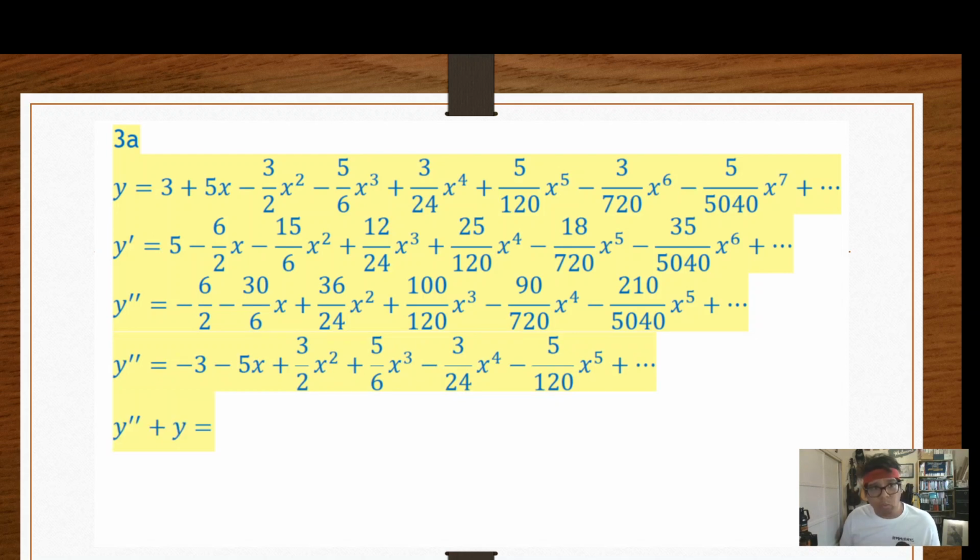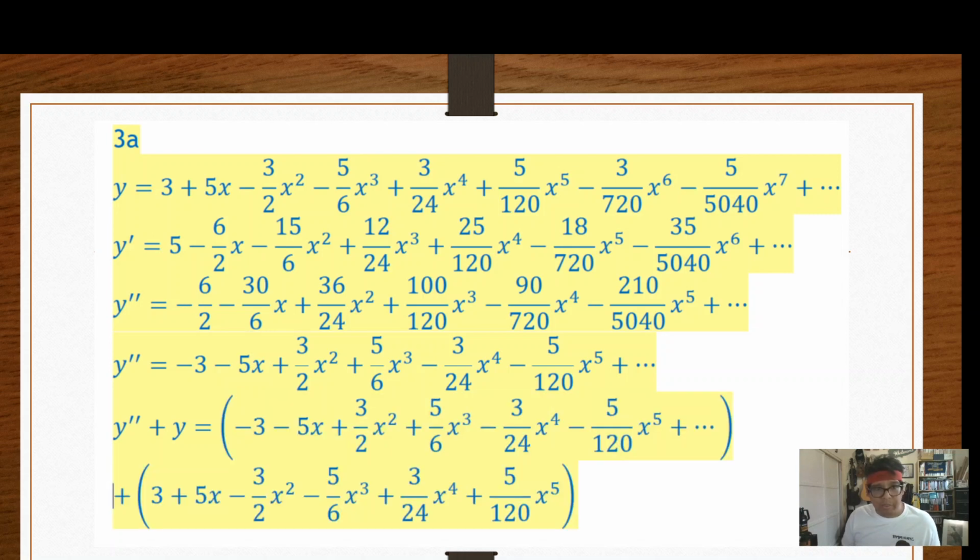After that, the question asks for y double prime plus y. So let's take our series for y and add it to the series for y double prime. And this is what you get. It's a very, very cumbersome expression. It took 2 whole lines here. But you'll notice that the first terms cancel, the second terms cancel, the third terms cancel, the fourth terms cancel, the fifth terms cancel, the sixth terms cancel also. So you just get a 0.